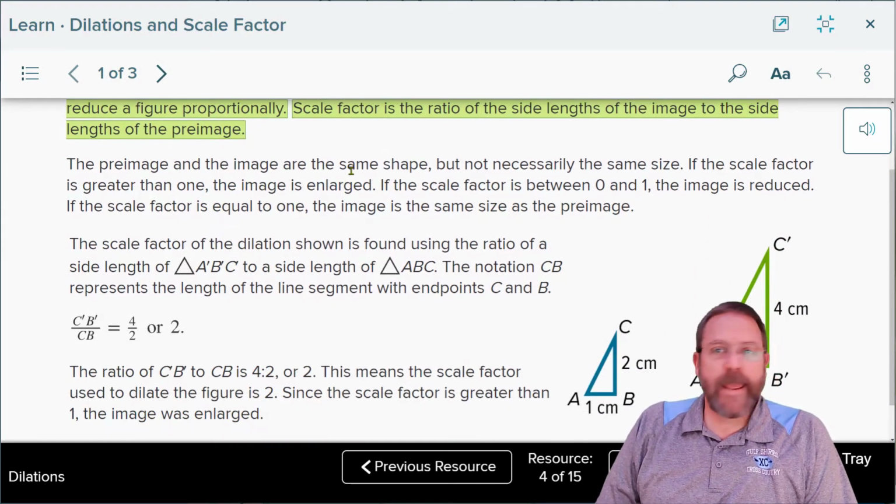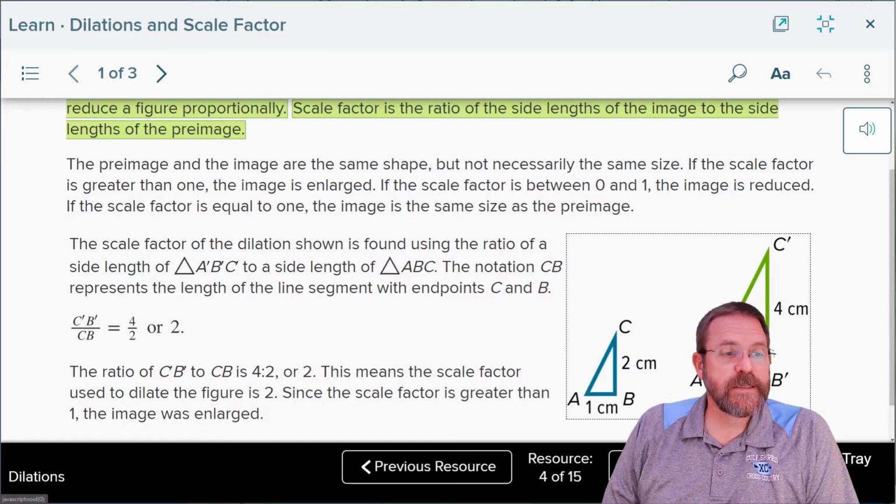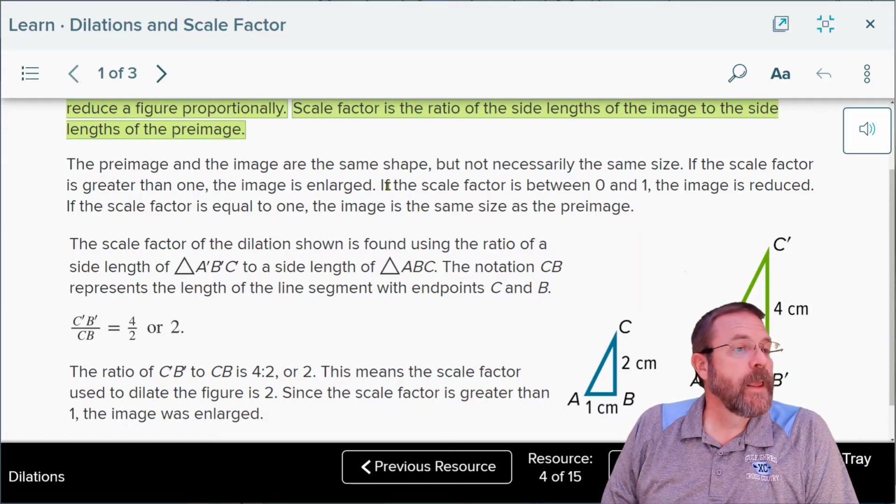The pre-image and the image are going to be the same exact shape, but not necessarily the same size in the dilation. If the scale factor is going to be greater than 1, that means the image is enlarged. As you can see here, triangle ABC enlarged to triangle A prime B prime C prime. If the scale factor is between 0 and 1, that means the image is going to be reduced. If the scale factor is equal to 1, that means the image and the pre-image are going to be exactly the same size. There's no negative scale factors here.